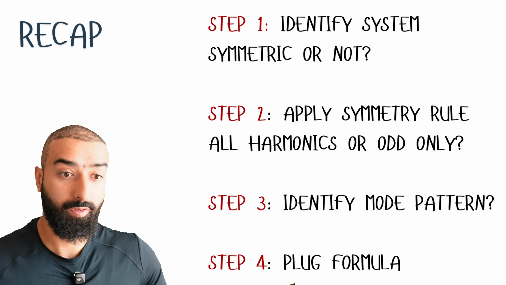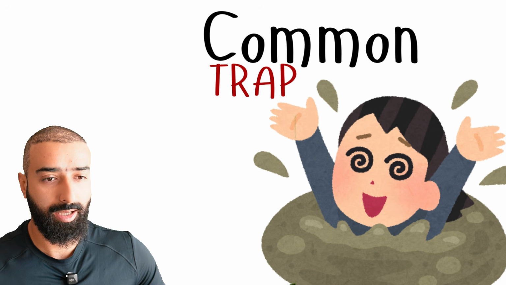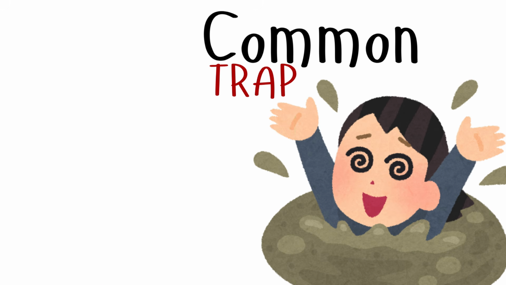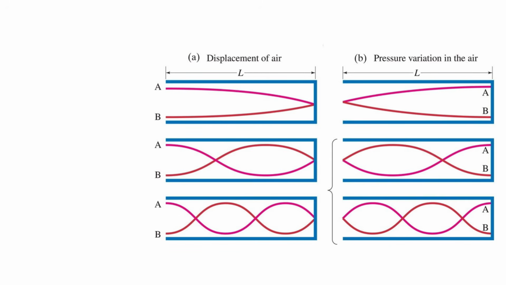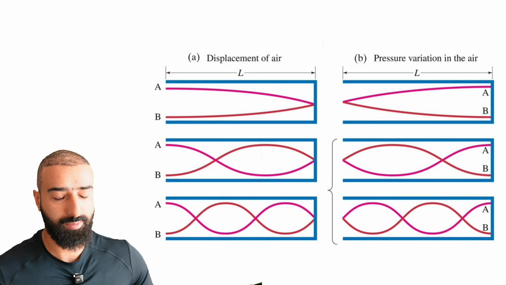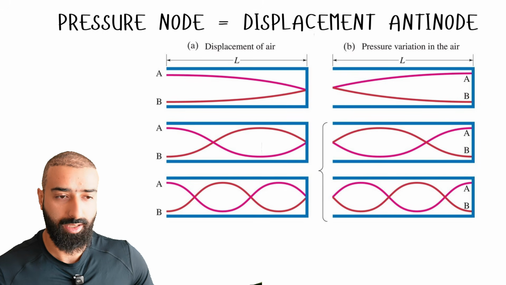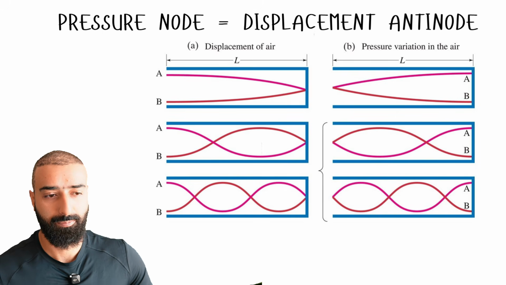That's it. Before we move on, let's look at a common trap that IB lays for you. Here you see a non-symmetric system. Note that on the left side we have displacement of air, and on the right we have variation of pressure in air. Whenever you have a pressure node, whenever the pressure can vibrate to its maximum value, you're going to have a displacement antinode. And vice versa, if it's a displacement node, you're going to have a pressure antinode. So keep that in mind.